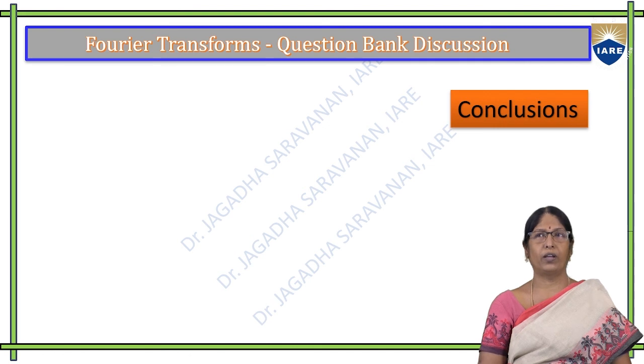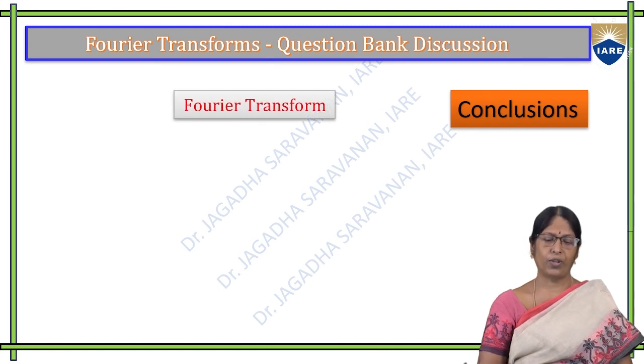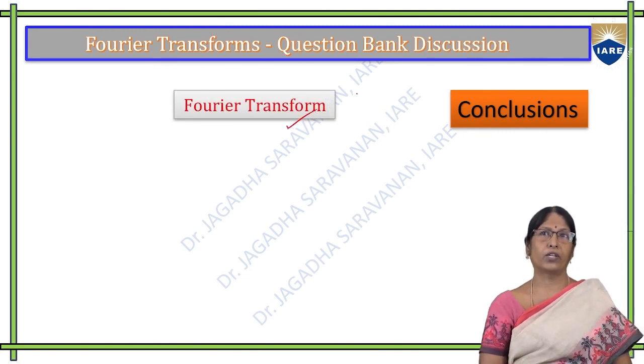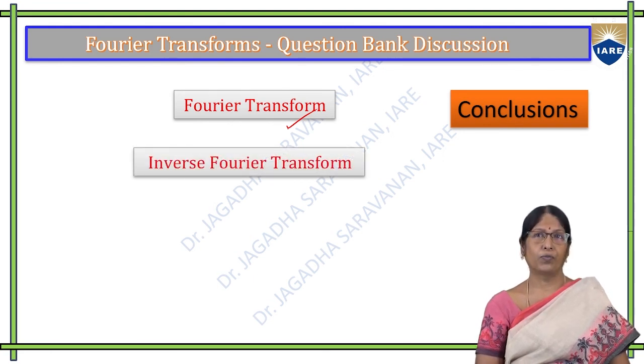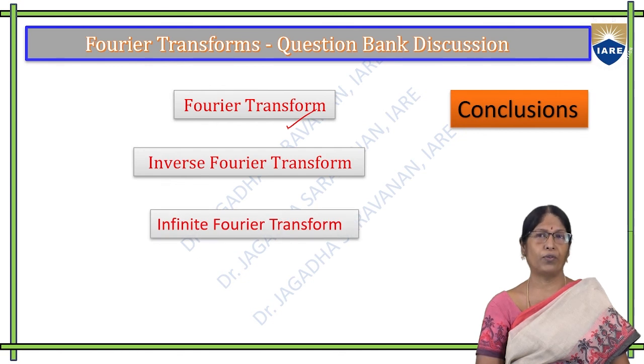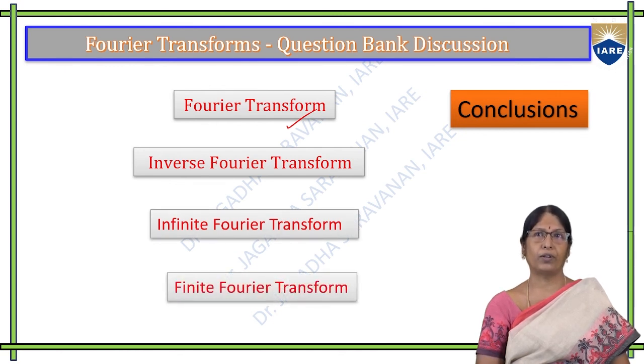So now we will come to a conclusion of this topic, Fourier transforms. What is Bloom's taxonomy, and how is it connected to that? Fourier transform, inverse Fourier transform, infinite Fourier transform, finite Fourier transform. In the question bank, 90% of the questions are at Bloom's taxonomy third level, apply. On that basis, it is framed.